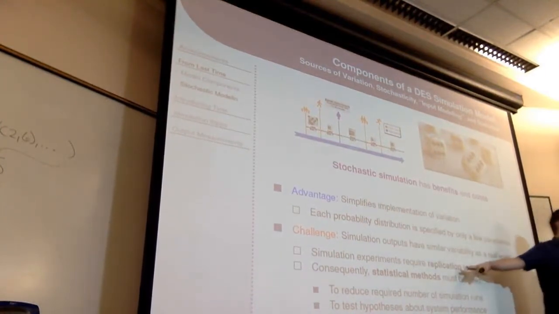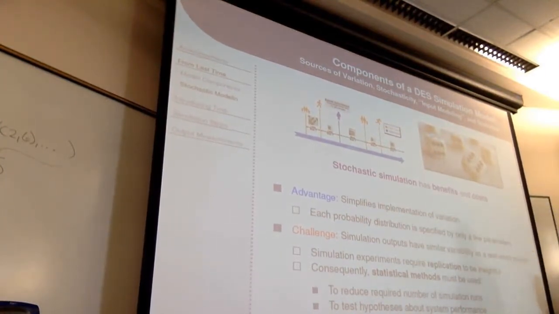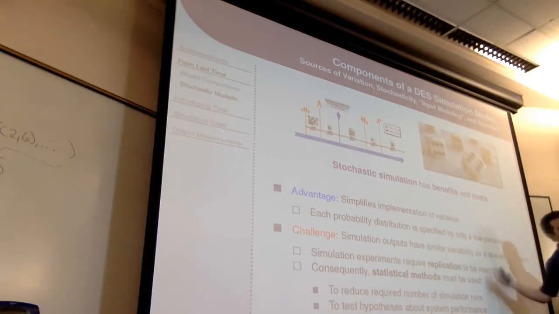The disadvantage here is that the outputs look similarly variable as a real-world system, so we're going to need replication. We can't just run one simulation. We have to take the same simulation and run it over and over and over again just to make sure that our result wasn't just due to chance. So we actually have to use good statistics.